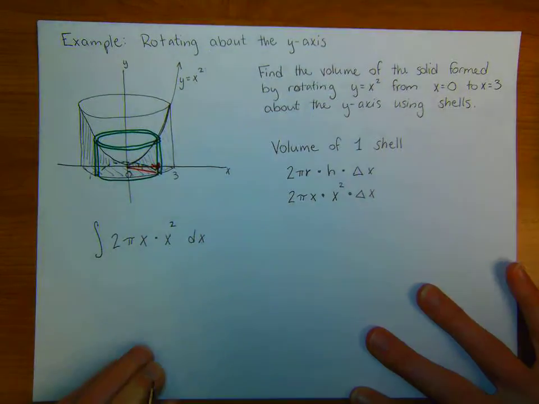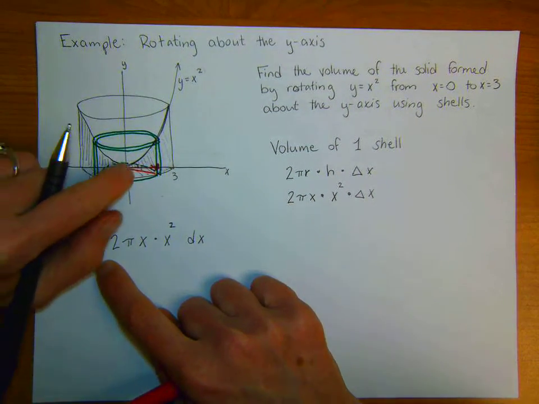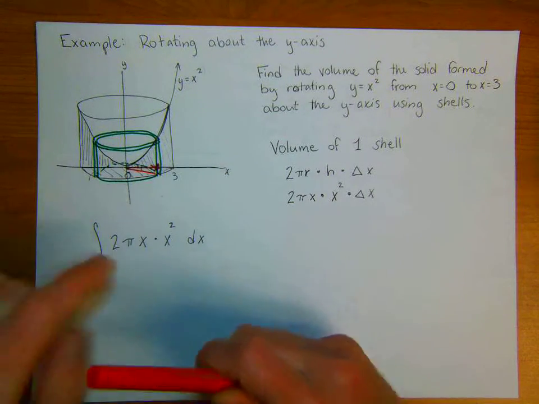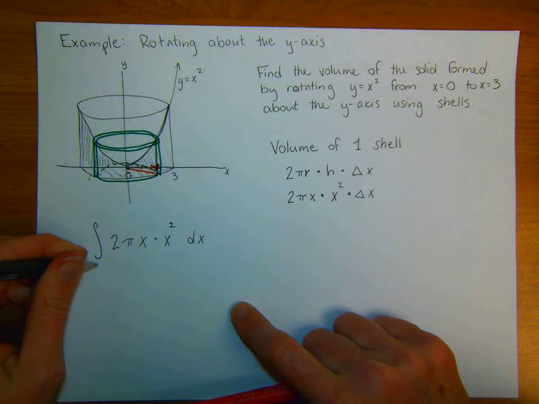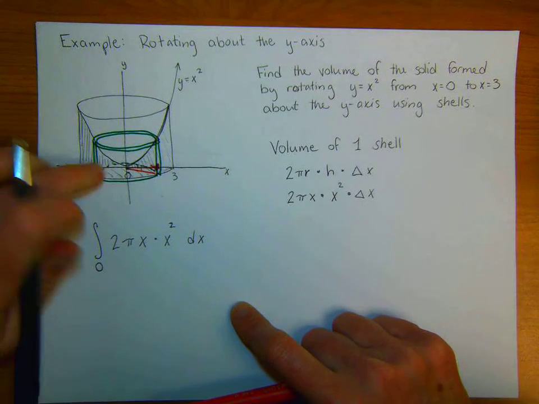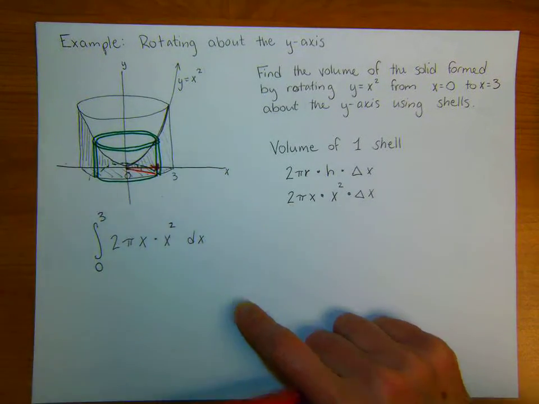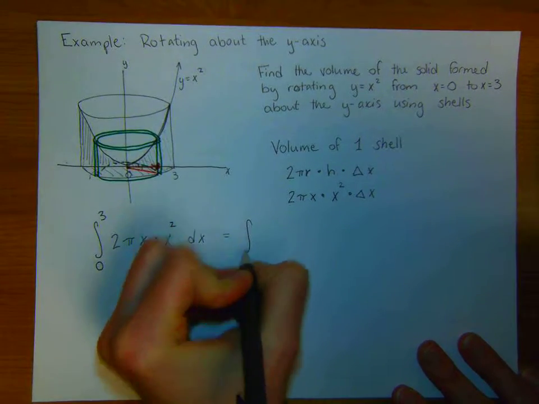The one missing piece we have is: how much are we summing? We're summing the x's as they go from the middle of the figure out to the edge, because that's counting the total number of shells. We don't want to double count the shells. So our x values from the center of the figure out to the outermost edge go from 0 to 3. And we're ready to integrate.